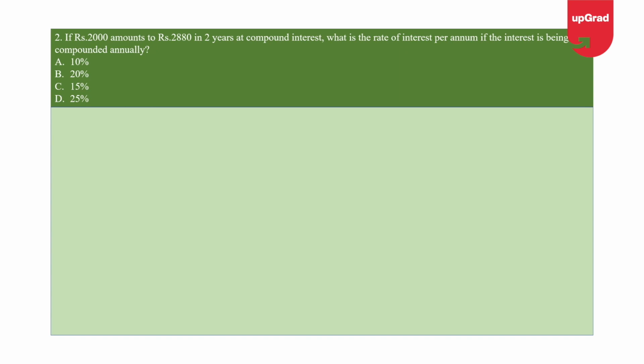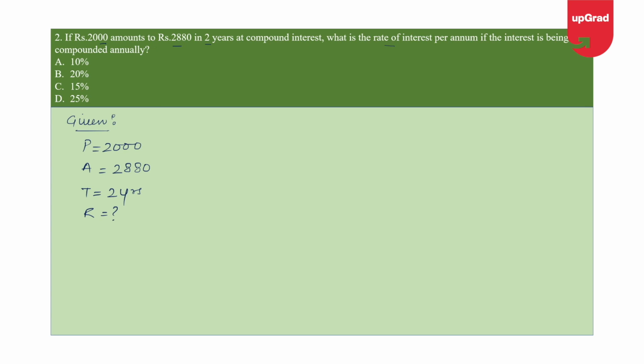If rupees 2000 amounts to rupees 2880 in 2 years at compound interest, what is the rate of interest per annum if the interest is being compounded annually? So let's calculate the values, but before that I want to know what all things are given here. I know that principal is given as rupees 2000, amounts to rupees, which means the amount is given to me, which is 2880 rupees. Time is given as 2 years, and the only unknown value is the rate of interest.